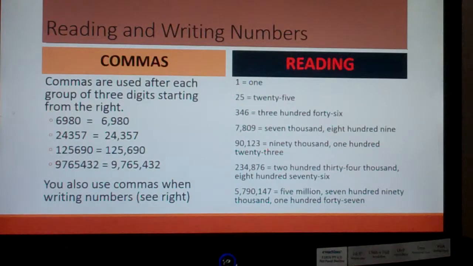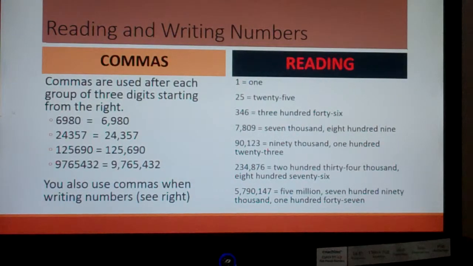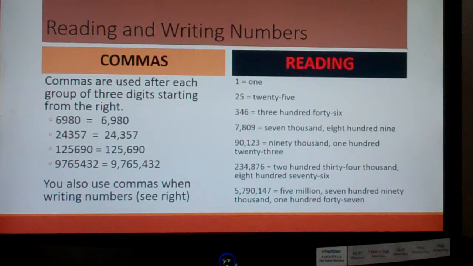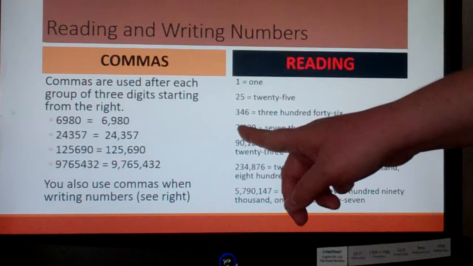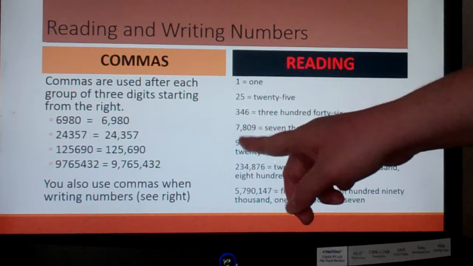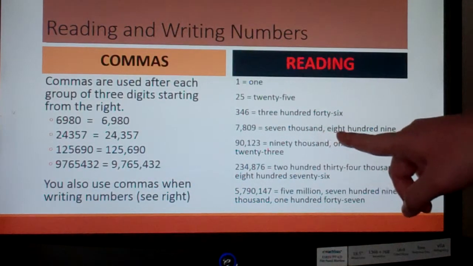You also use commas when writing numbers. See right. 1, 25, 346, 7,809. And notice, just as you count from the right, 1, 2, 3, comma, and the comma is between the 7 and 8. When you write it in words, 7,000, comma, 809.